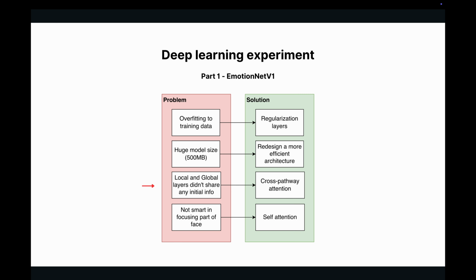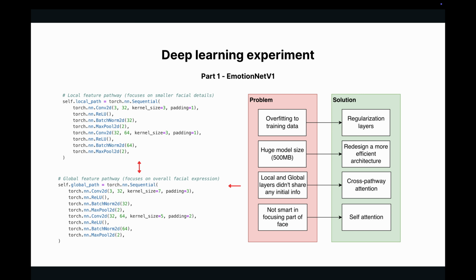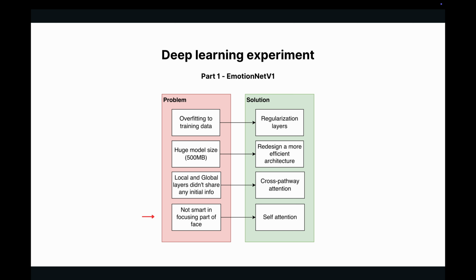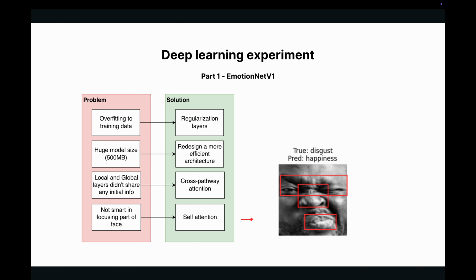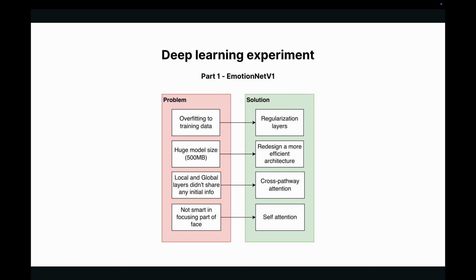Cross-pathway attention lets local and global feature pathways interact and influence each other. For example, the global pathway could guide the local pathway to focus on the relevant local features and vice versa. Self-attention weighs the importance of different parts of the input. For example, self-attention can help the model look at the most emotionally relevant features of the face. These improvements would be what we are striving for in EmotionNet v2.